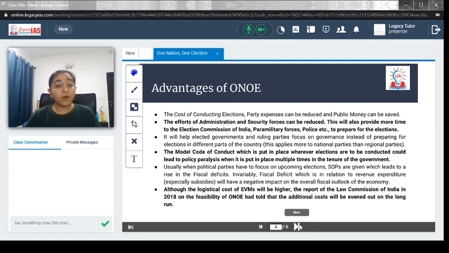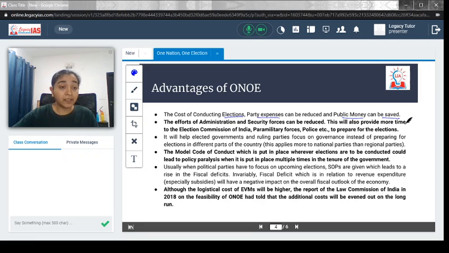Now let's move forward and try to understand why One Nation One Election has been supported by Niti Aayog, the Law Commission, and even the Election Commission way back in 1983. So what are the advantages? First of all, the cost of conducting elections. Party expenses can be reduced and public money can be saved.